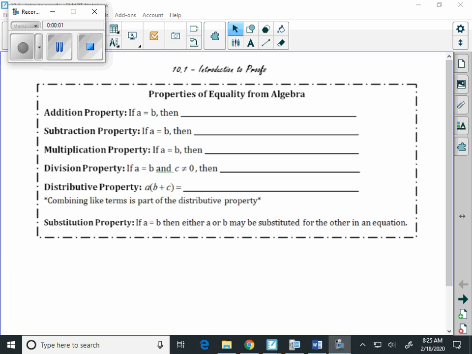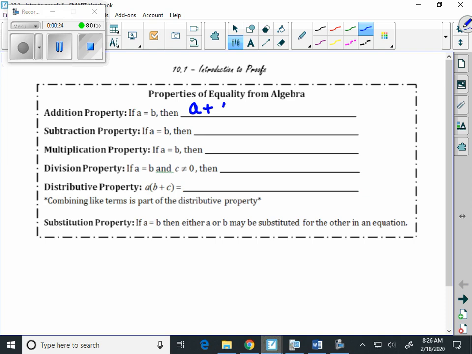Before we look at our introduction to proofs, we need to review some of the properties that we learned from algebra. And then we're going to talk about some of them that we talked about way earlier in the year, and now they're coming back to haunt us, so to speak. The addition property simply says that if we're given A equals B, if we add some number to A, we can add the same number to B and keep that equation in balance, so to speak.